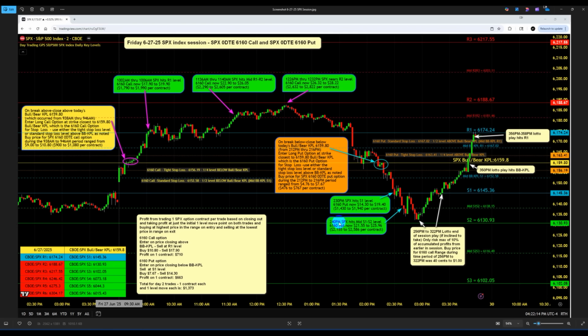10 minutes later at 2:40 p.m., SPX hits the mid S1, S2 level. The 6160 put is now $21.55 to $25.96. So that's $2,155 to $2,586 per contract. If you instead chose to exit at the 1.5 level move, then you take the worst case scenario here, 767 and 21.55. So you're basically looking at just under $1,400 for one contract.